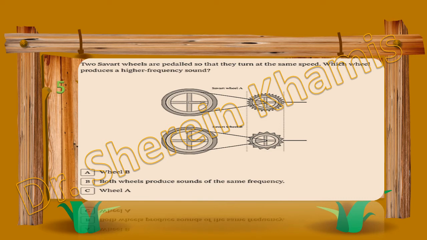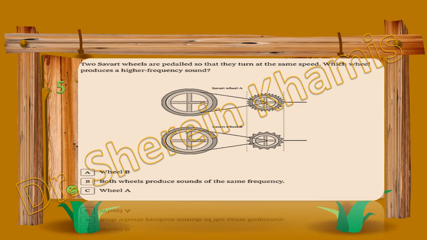Do you think? I think wheel A. Okay, why wheel A? As wheel A has a high number of gear teeth, when each one makes one circle or one rotation, it will give a very high frequency, or the sound will be very thin, compared to the other one with a lesser number of gear teeth.